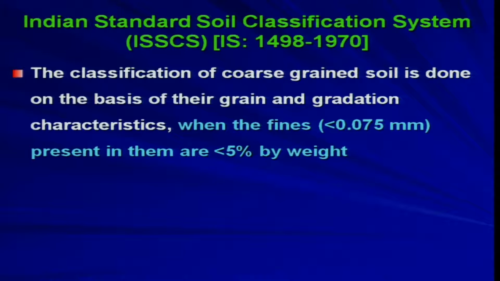Now, the classification of coarse grained soil is done on the basis of their grain size and gradation characteristics, when the fines, that is the particles less than 75 micron, present in them are less than 5% by weight. So, basically what does it say? If you have a soil, it will consist of coarse grained as well as fine grained particles, right.